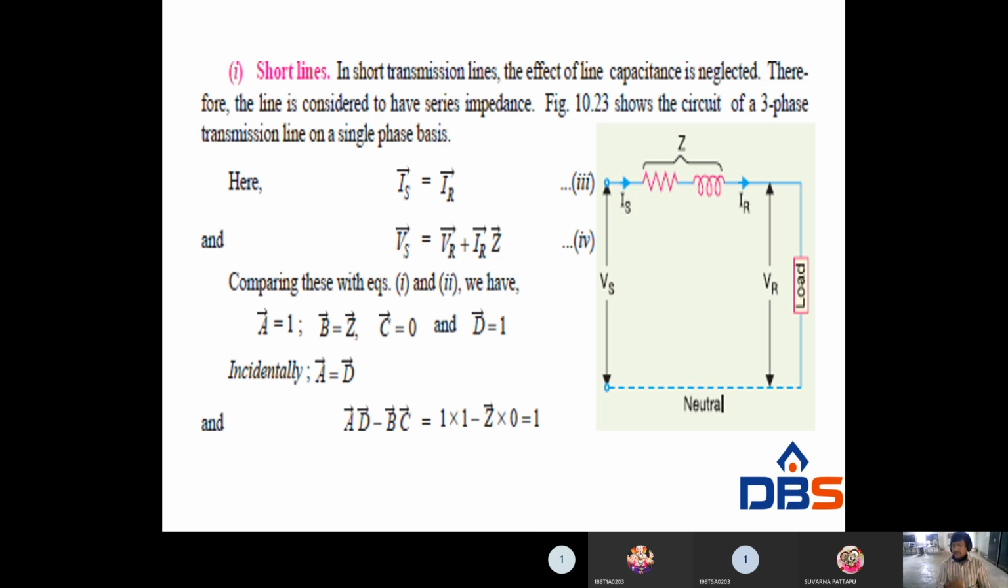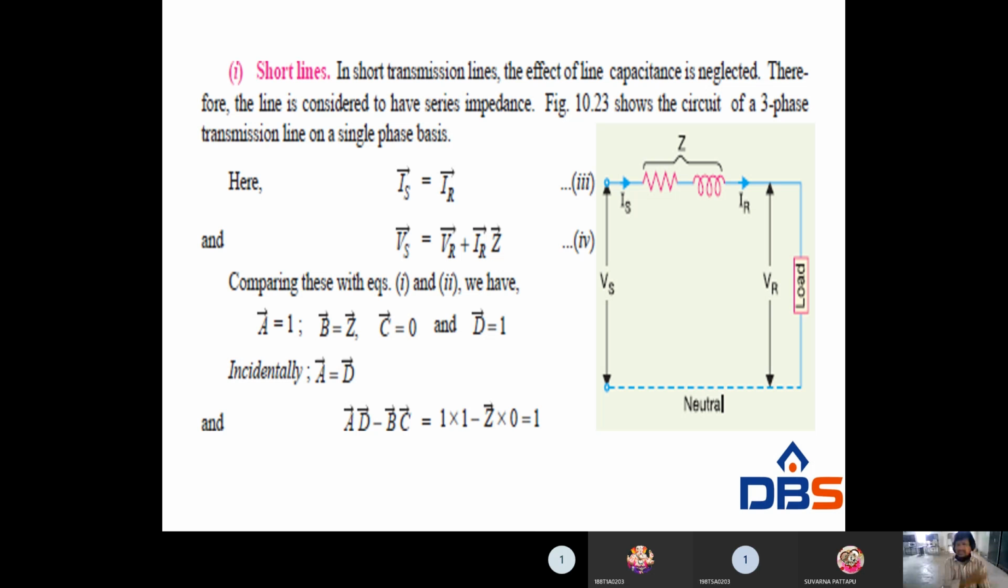What is the B unit? Ohm, that means Z. So C equal to 0. A equal to D equal to 1, B is equal to Z, C is equal to 0. Very important. So sometimes they are asking 1 mark, not 2 marks. They are asking 1 mark for short transmission lines. So now, what is the symmetric condition? A equal to D. So it is hence proved. A equal to 1, D equal to 1. That's why A equal to D. So short transmission line is a symmetric network.